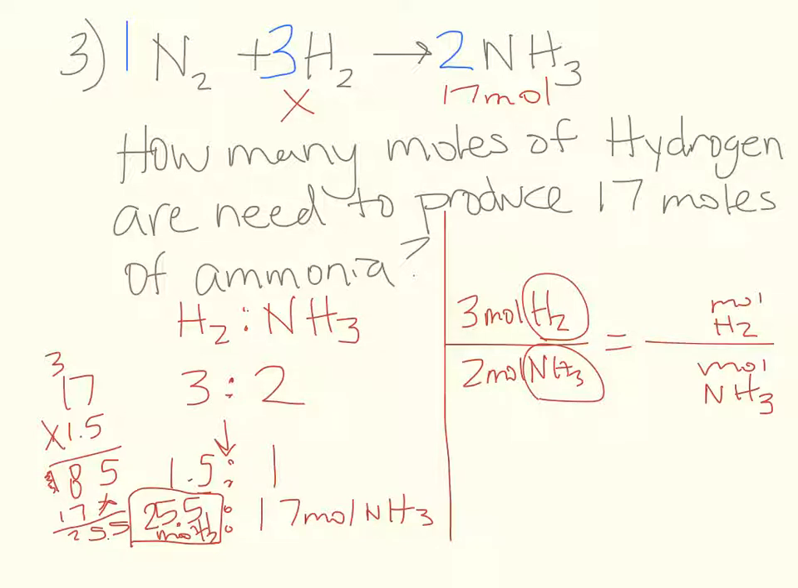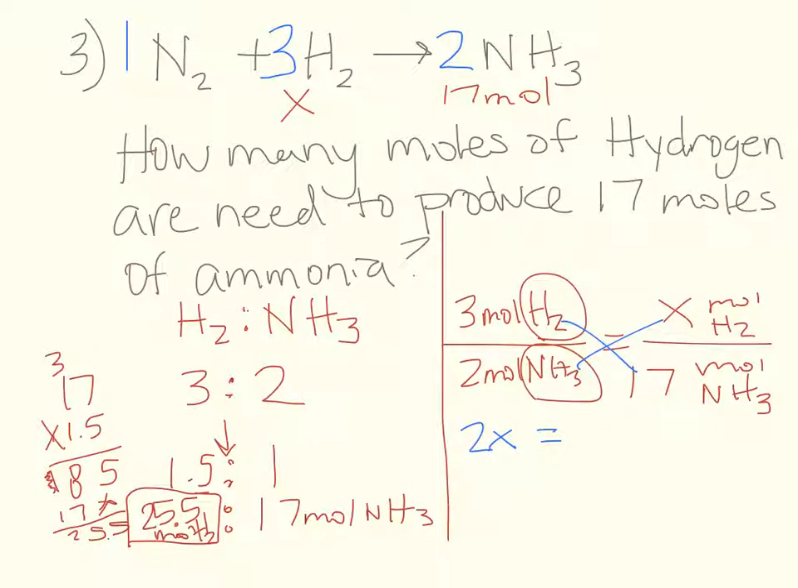So the question has asked us how many moles of hydrogen, so that's our X on top. And then we've got 17 moles of ammonia, and that's going to be on the bottom. And so we've got 3 over 2 equals X over 17. And in this case, again, we can cross multiply. So 2 times X is 2X. And 17 times 3 is 51. Right? So we got 51 on this side. 3 times 17 is 51.